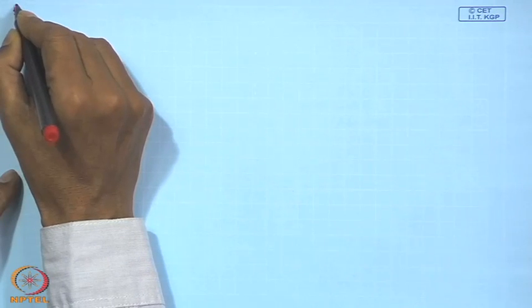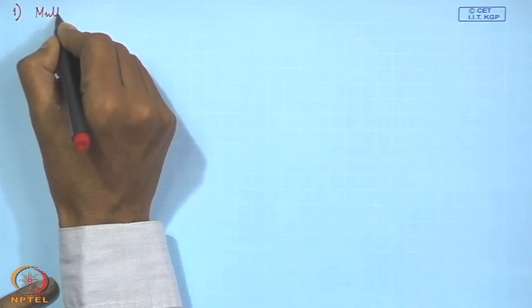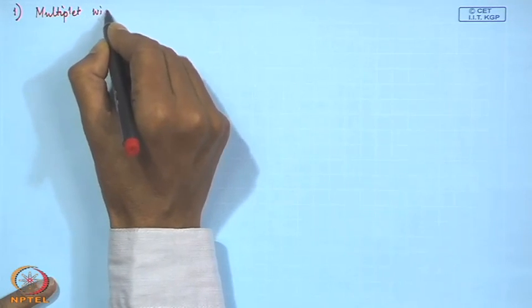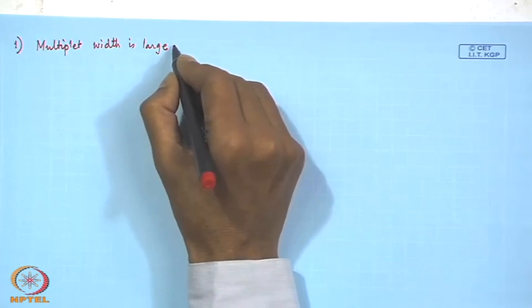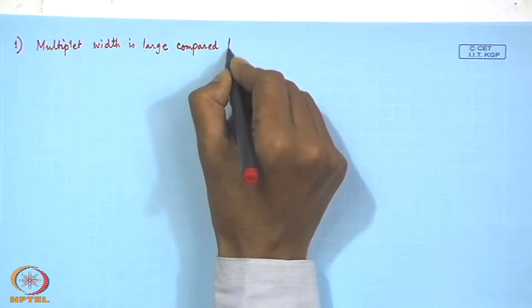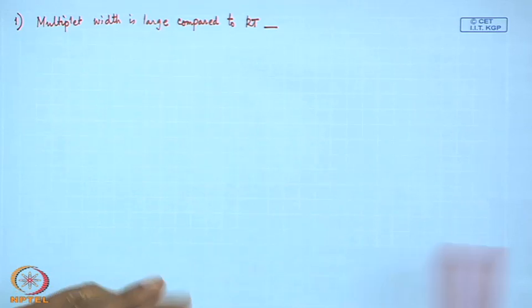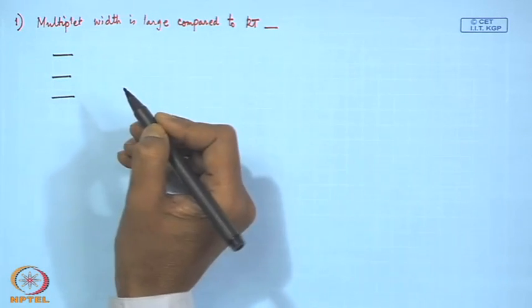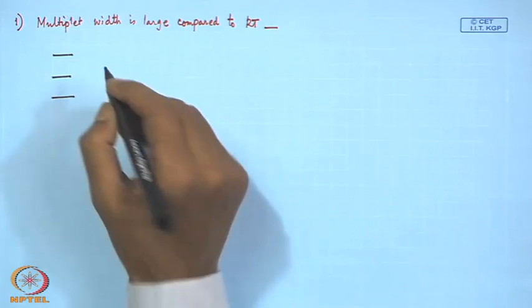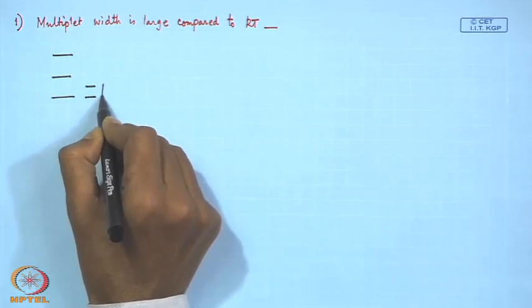So, there will be three different cases where we can have this variation. The first one is where the width is large compared to kT. So, when the multiplet width is large compared to kT, we will see that we have the different J levels, such as J equal to 4, J equal to 3 and J equal to 2. So, this multiplet width is large, that means this separation is large and the magnitude of this kT is small.